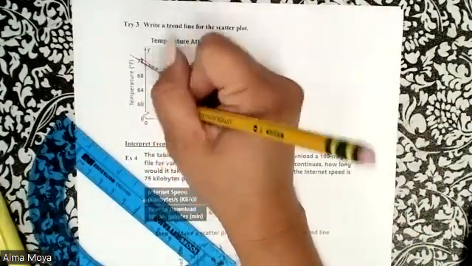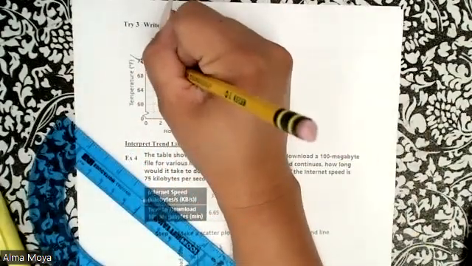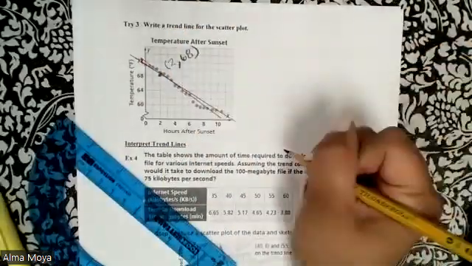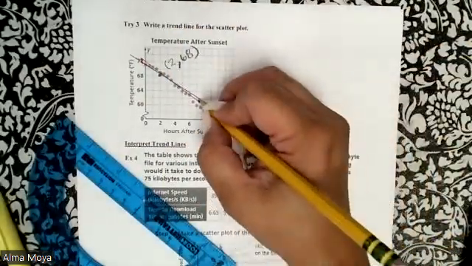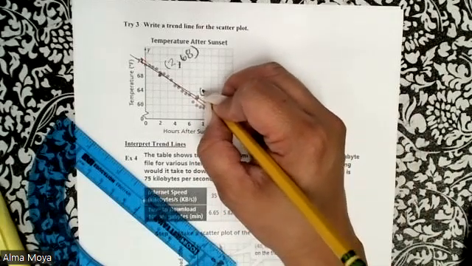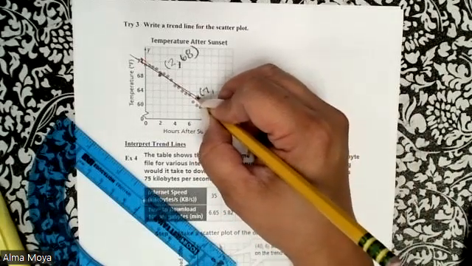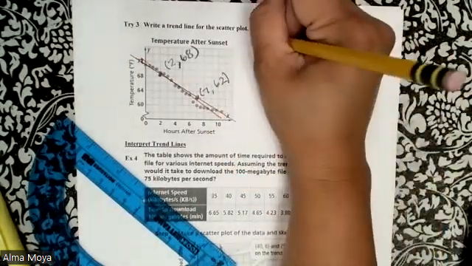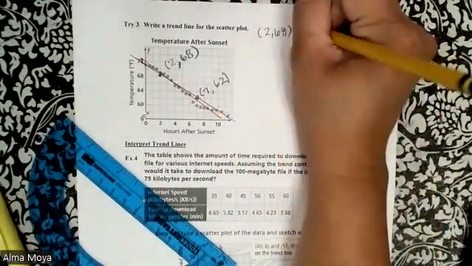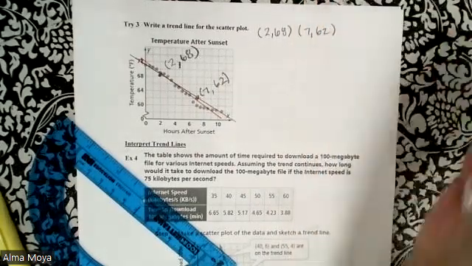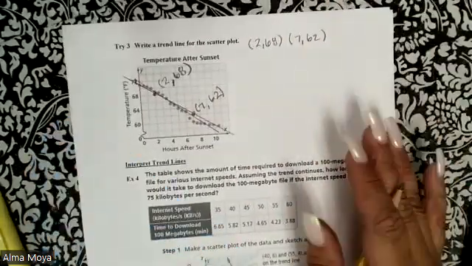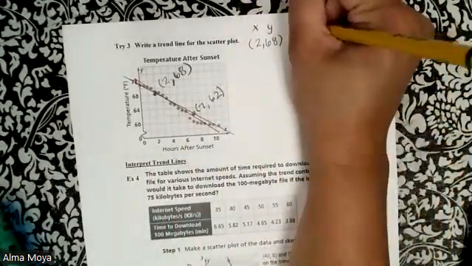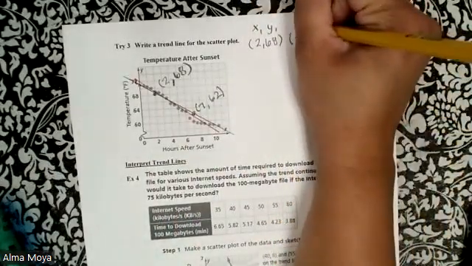So right here, x is 2, y is about 68. And then our next point, we'll pick right here. So that is a 7 and a 62. So here we have the points (2, 68) and (7, 62). Anything's going to be very close to it though. So right here we have an x and a y, an x and a y. This is point 1, this is point 2.